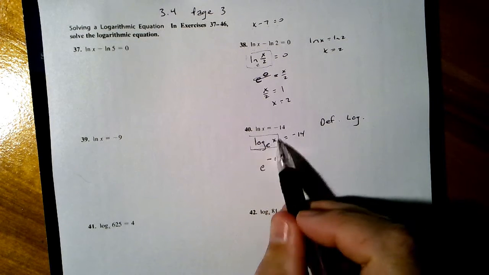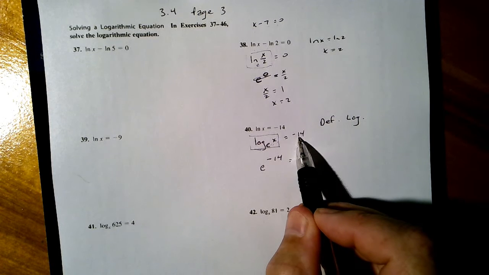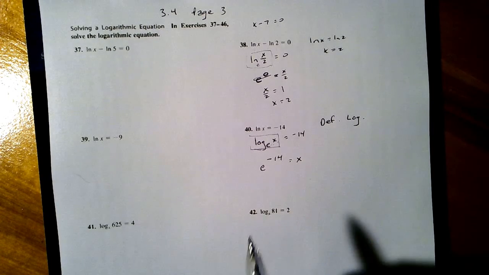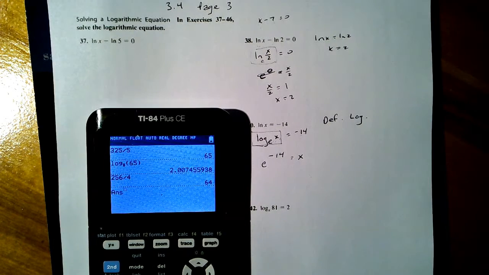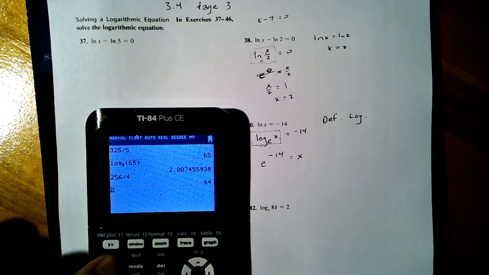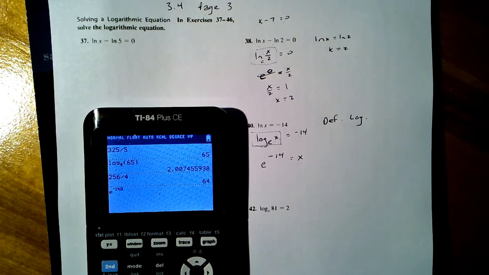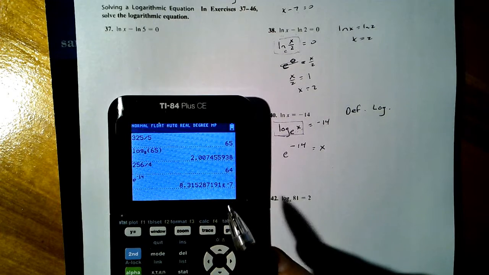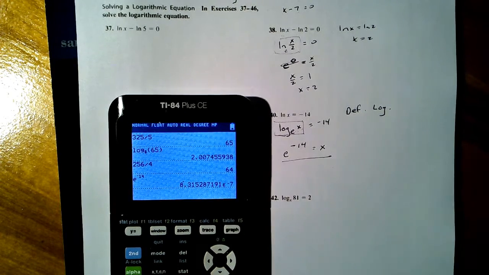This is the exponent, that's the definition of log, that turns e into x. But this is negative 14. So negative 14 is the exponent that turns e into x. And that's going to be a tiny little decimal. Let's go clear, second e to the negative 14. And you can see we got 0.00000831. So I'm going to leave this as an exact answer right here.